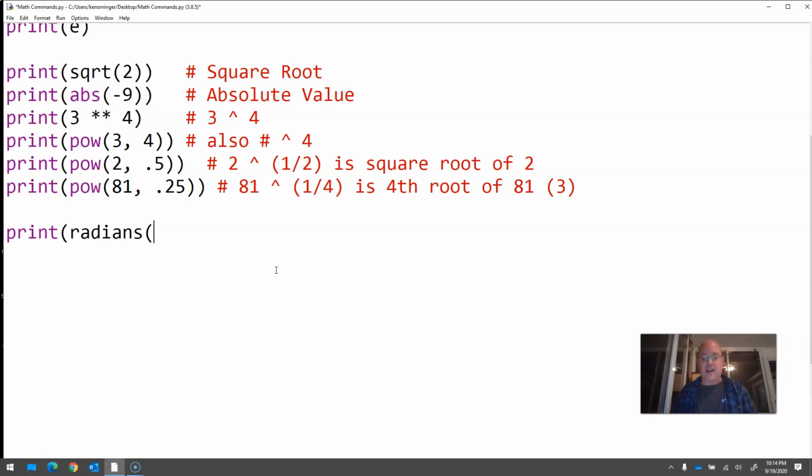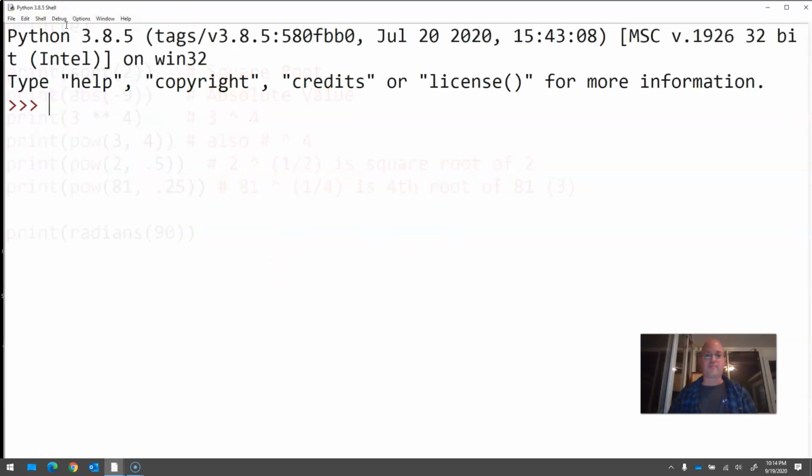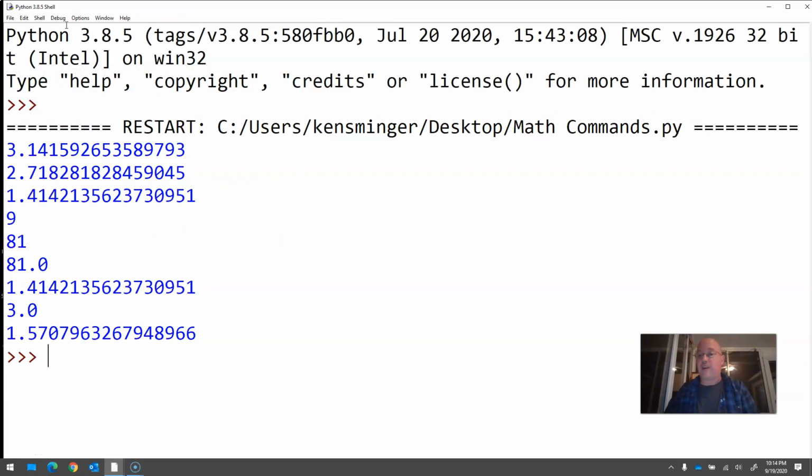So if I say, what would be 90, for example, and I tried that out, it gives me 1.57, which, for those of you that know what you're doing from pre-calculus, 90 degrees is at the top of the unit circle. It would be pi over 2. 3.14 divided by 2 is 1.57. If you don't believe me, you're welcome to try it on your calculator.